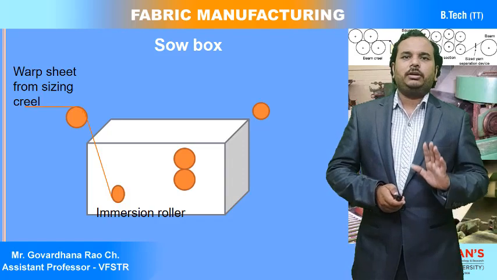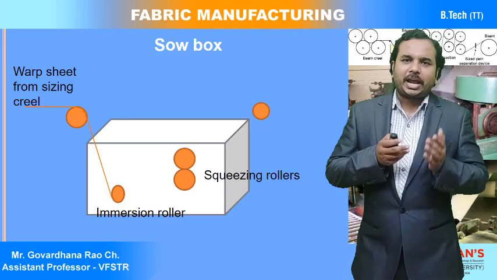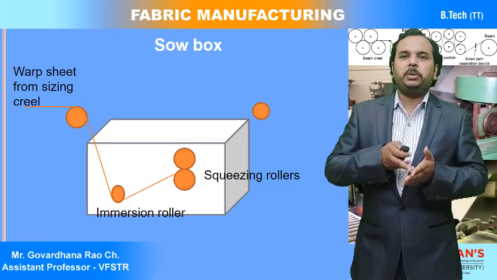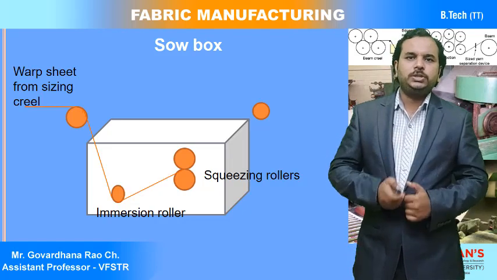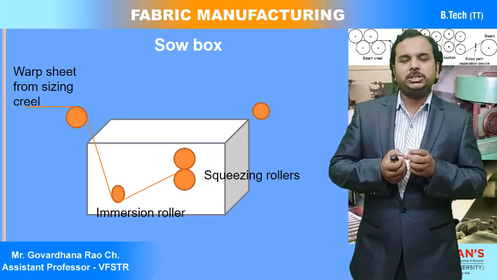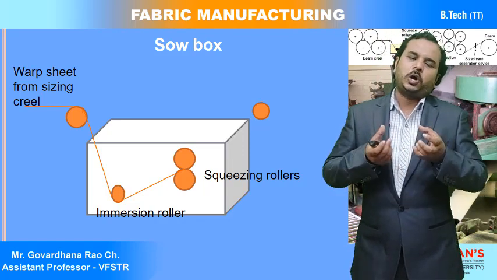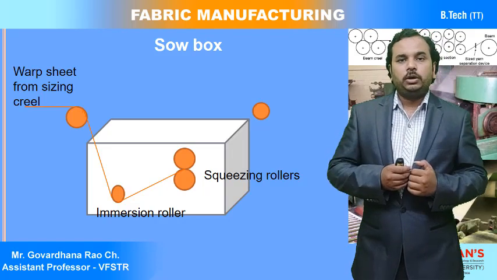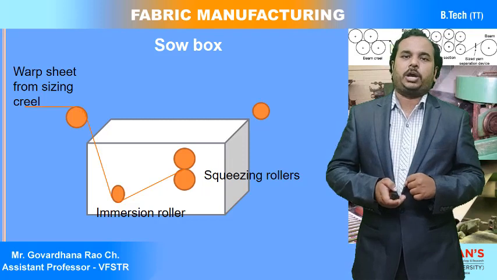After the immersion, there are squeezing rollers. The immersed warp sheet is going to be passed through the squeezing rollers. So whatever excess amount of size paste is present on the surface of the warp sheet is going to be squeezed off from the warp sheet.